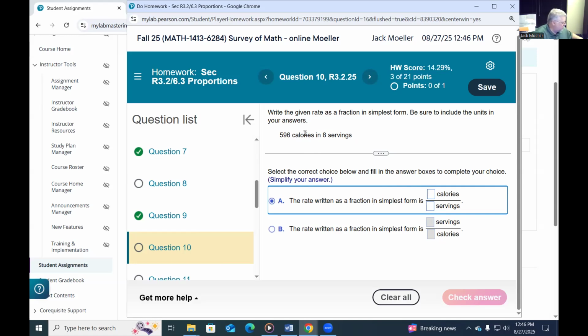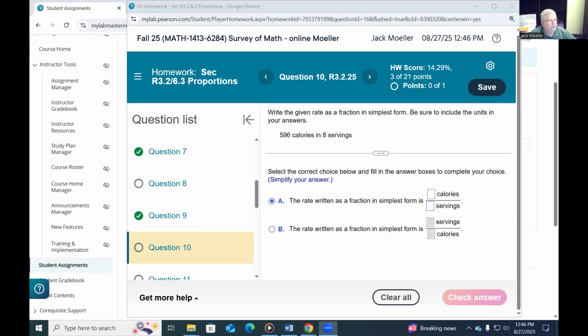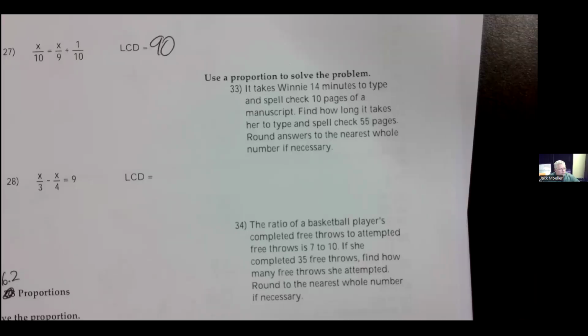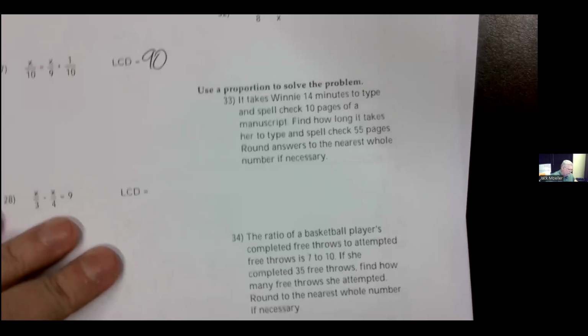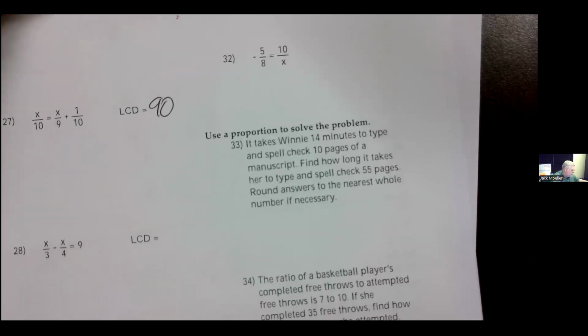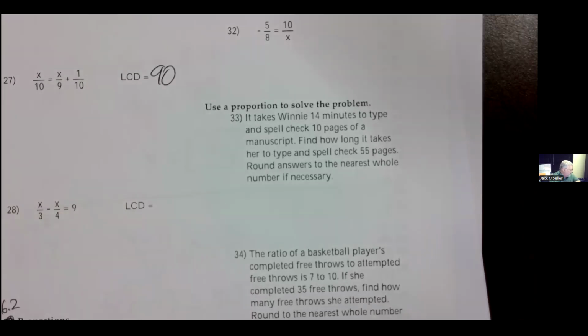Okay, so speaking of word problems, let's go back to the handout. Okay, so number 33. It takes Winnie 14 minutes to type and spell check 10 pages of a manuscript. Find how long it takes for her to type and spell check 55 pages. Round the answers to the nearest whole number as necessary.